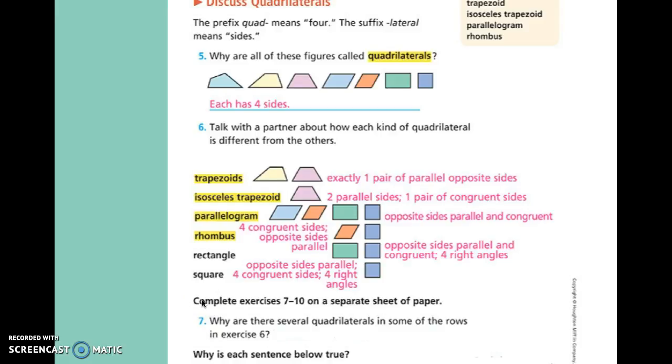Again, it's a lot of vocabulary. I would recommend, if you haven't already, take some notes, especially on these definitions here, because that will really help you internalize them and remember them. And you'll probably need to refer back to this page when you're working on your homework.